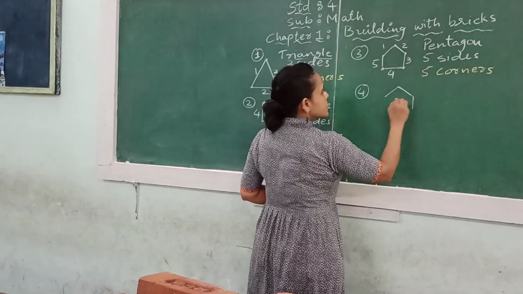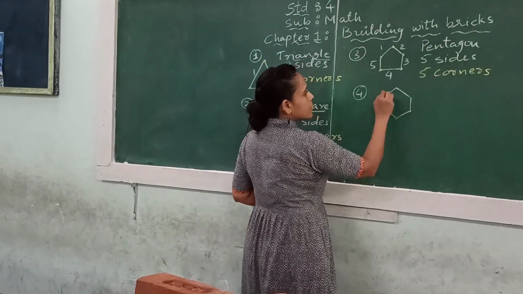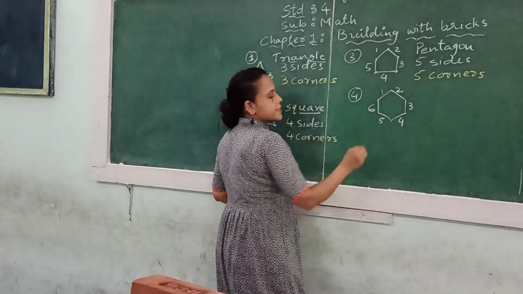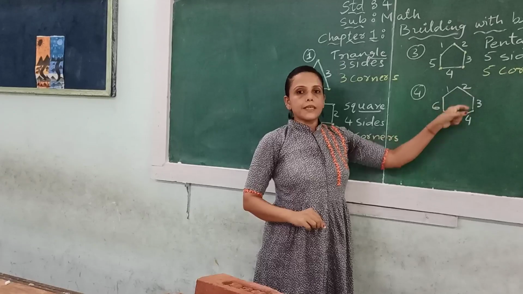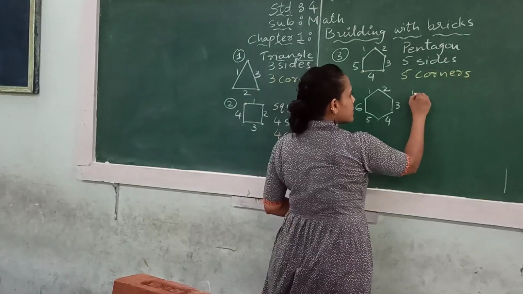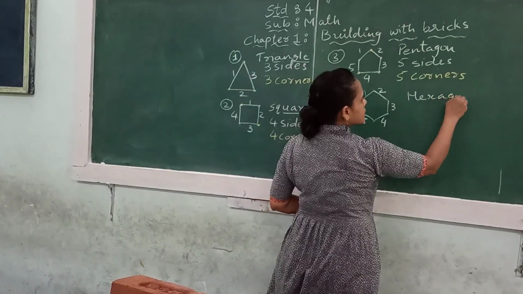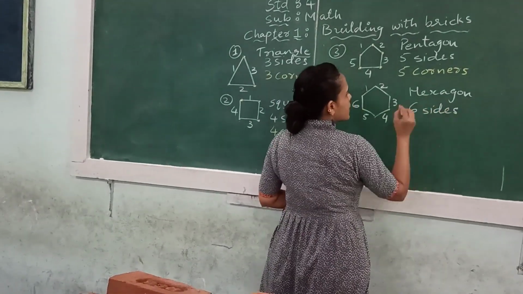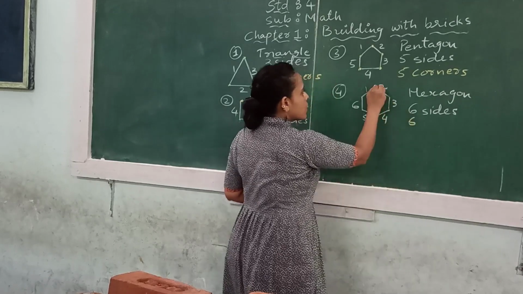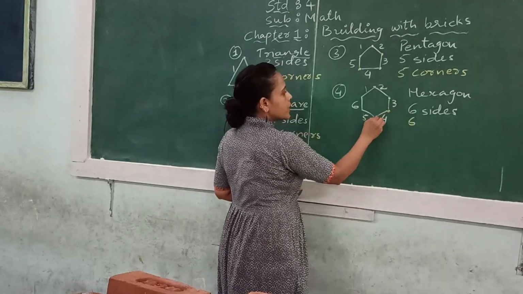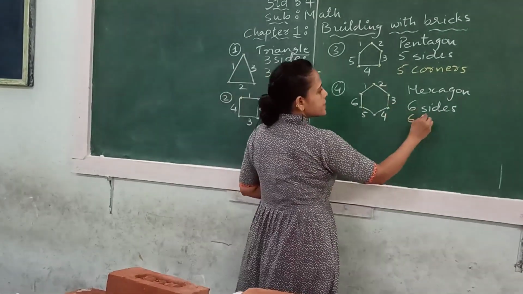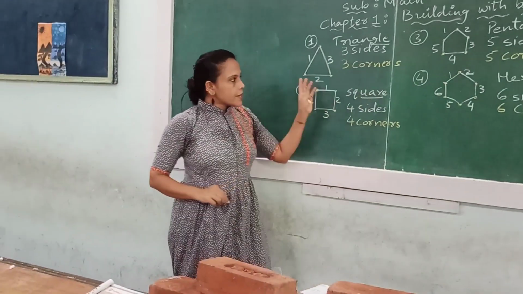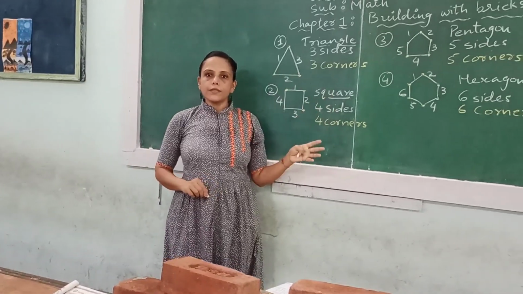Now look at the next figure. Count the number of sides. 1, 2, 3, 4, 5 and 6. So the shape which has 6 sides is called a hexagon. Hexagon has 6 sides and 6 corners. 1, 2, 3, 4, 5 and 6 corners. So there are many more geometrical shapes.